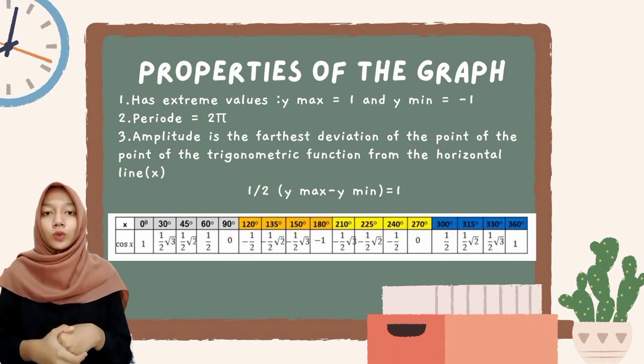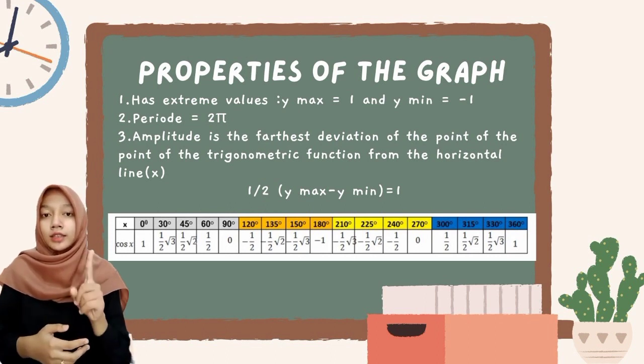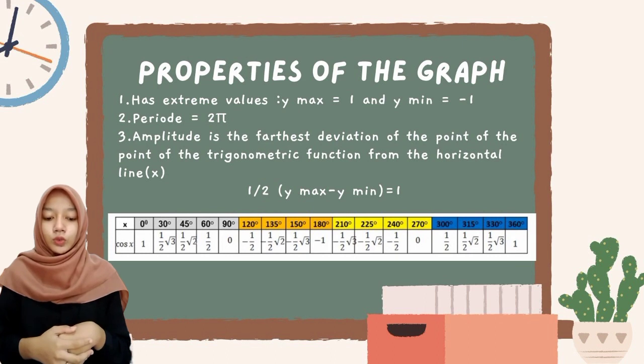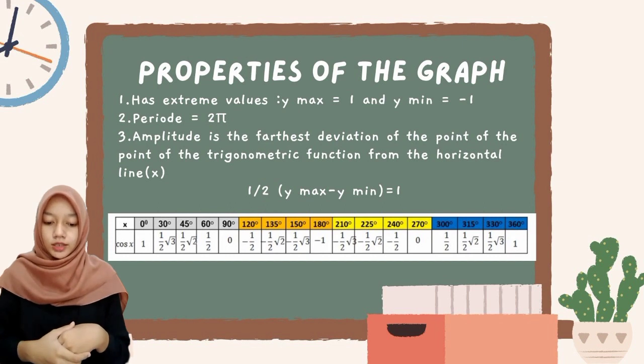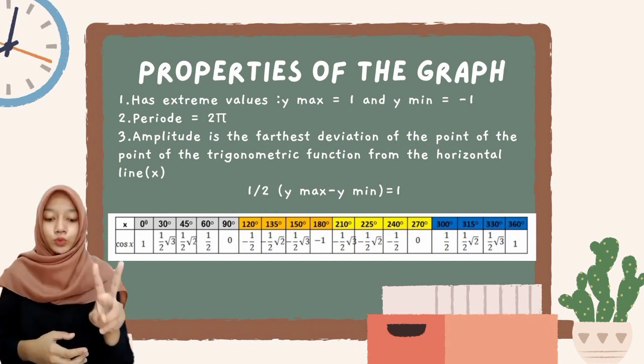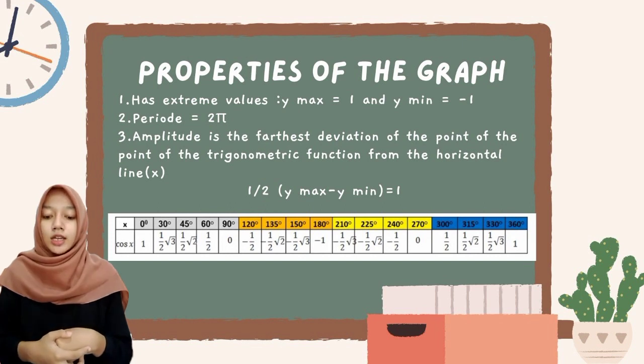X 120 degrees, cos x is minus 1 divided by 2. X 135 degrees, cos x is minus 1 divided by 2 times square root of 2. X 150 degrees, cos x is minus 1 divided by 2 times square root of 3. X 180 degrees, cos x is minus 1. X 210 degrees, cos x is minus 1 divided by 2 times square root of 3.